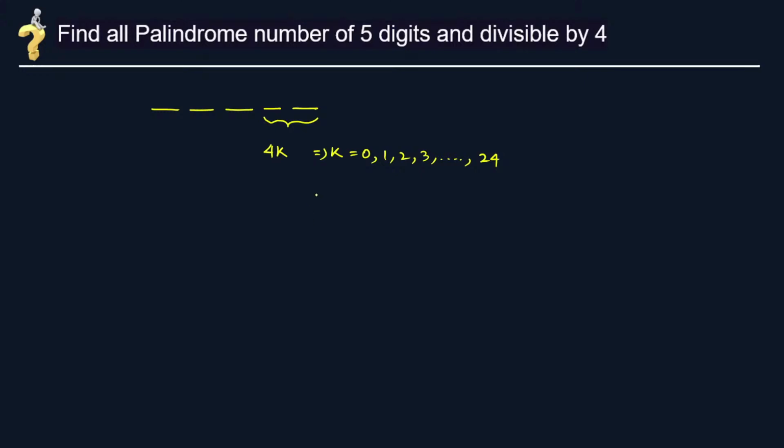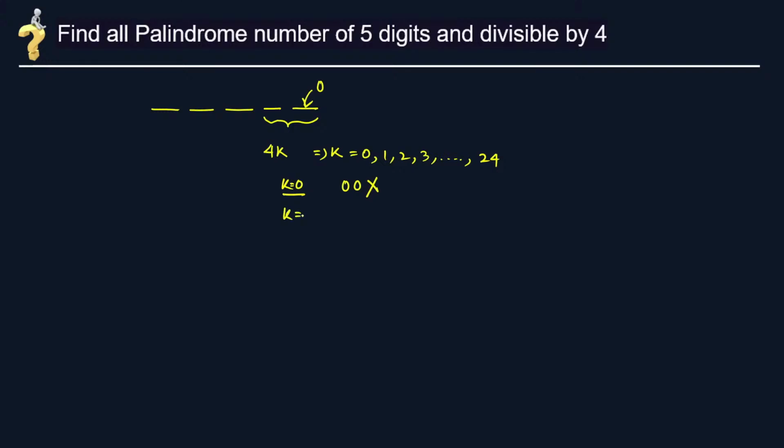Now look at it very carefully. If k is 0, then the last two places are what? The last two places will be filled with 0, 0, which is not accepted. Why? Because the last digit cannot be 0. So k cannot take the value 0.